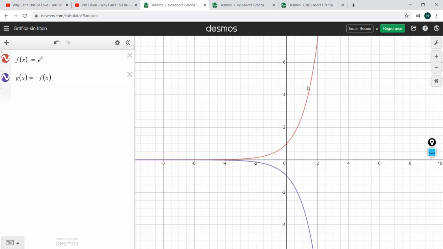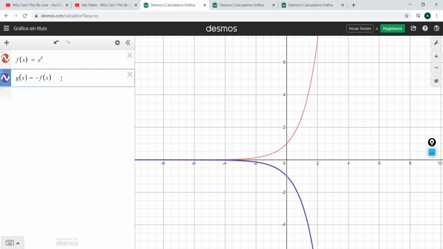Okay, this is my original function. This is e to the x. And when I create another function g, such that g is equal to the negative of f of x, what I can observe is that the original function gets reflected about the x-axis. You see, there is a reflection. And we achieved that by multiplying the original function by minus.